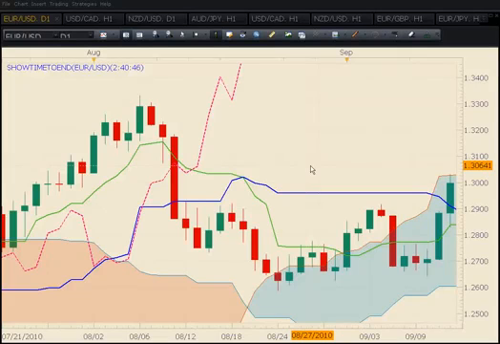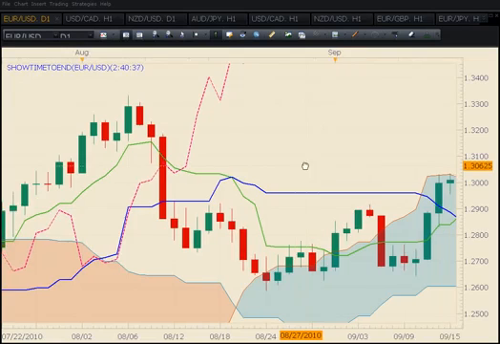Okay, traders, let's get into trading this Ichimoku system. We're going to go over one of the signals real quick today. We have 10 minutes, so we've got to get into it quickly.